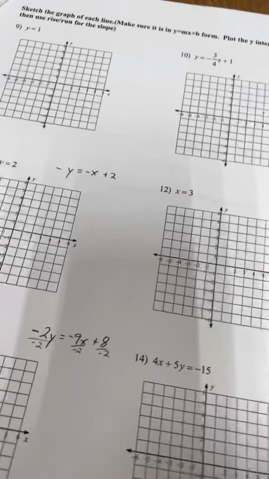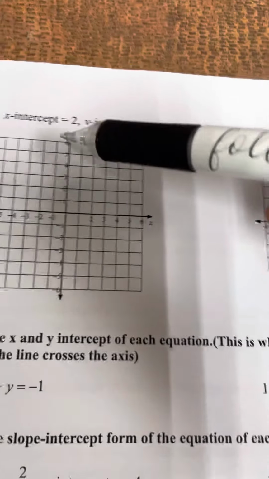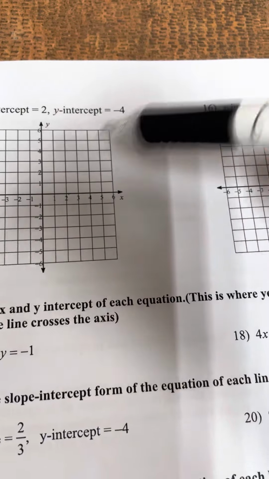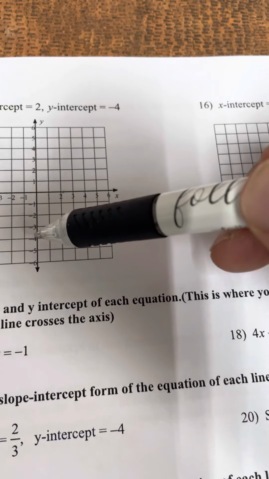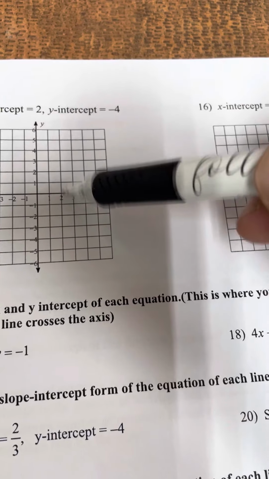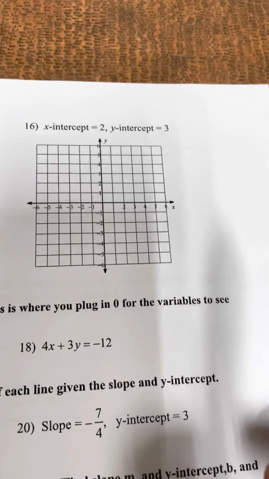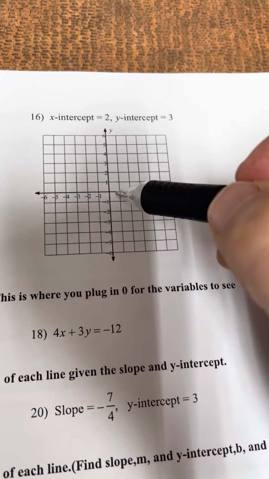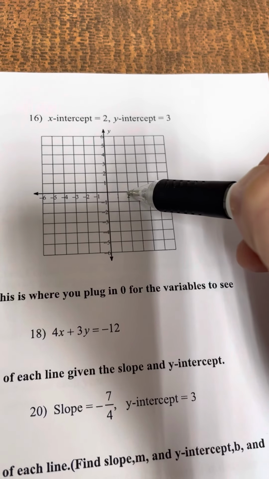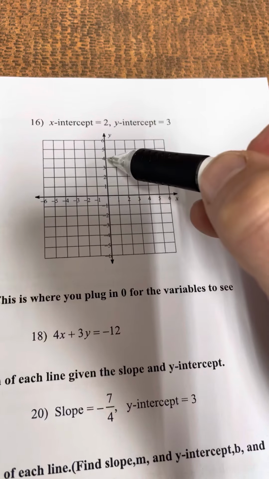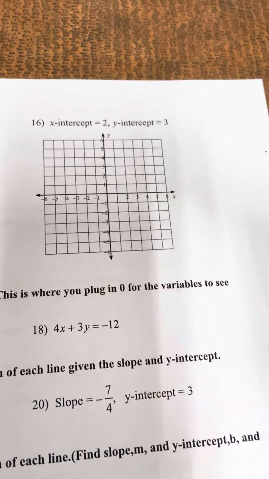Next one, it's going to be a long video. X-intercept, y-intercept. The x-intercept, here we have a 2. The y-intercept is negative 4. So you just plot those points on the x and on the y, and then you connect those points. Number 16, x, I put a point there, y-intercept, positive 3 there, and I just connect those points.